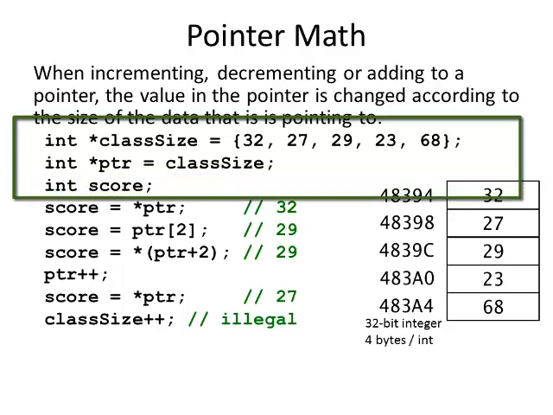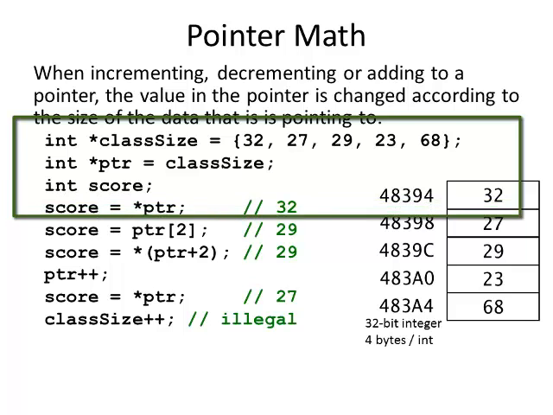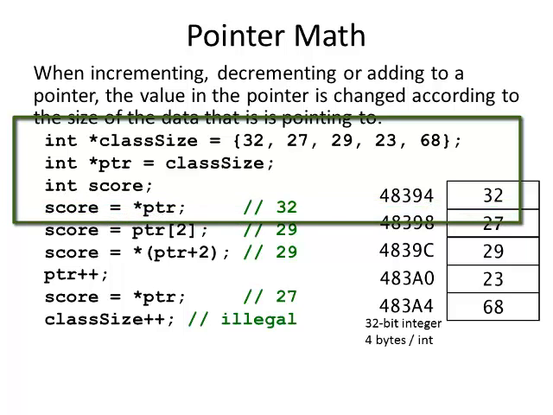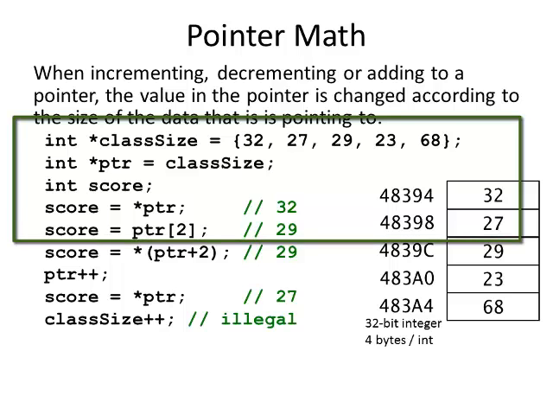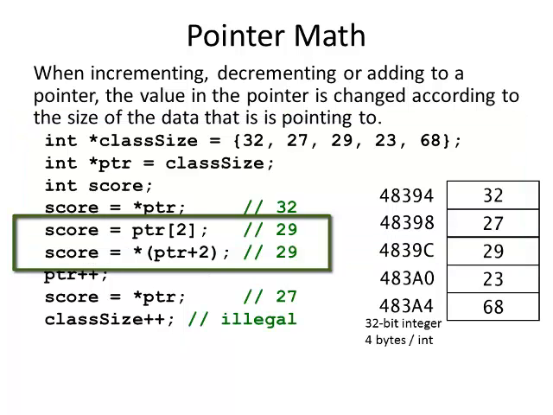Here is a third variable called score. I'm going to pull data out of the array and put it into score. I can say score equals star PTR. This will get me the first element in the array. I could also say score equals PTR, and then the square brackets, a 2. That's going to get me the third element in the array, so I'll get a 29. I could just as well say score equals star, and then parentheses PTR plus 2. That would get me the 29 again.